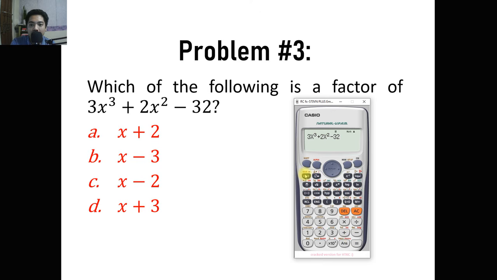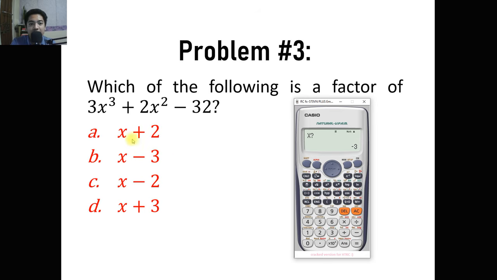Okay, so what we are going to do is input a value of x based on the choices. As if we are going to equate to 0 for all of the choices and then get the value of x: transpose the values, isolate x.